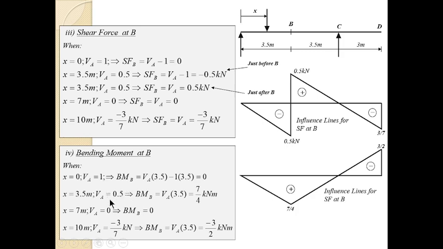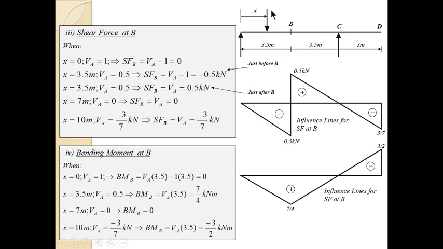VA is 0.5. So we now do 0.5 multiplied by 3.5, which gives us 7 over 4. That is why at point B, the bending moment is 7 over 4. Now for bending moment, we only have one value, not like shear force, where we have two values, just before and just after. For bending moment, it is just one value. So this place is 7 over 4.